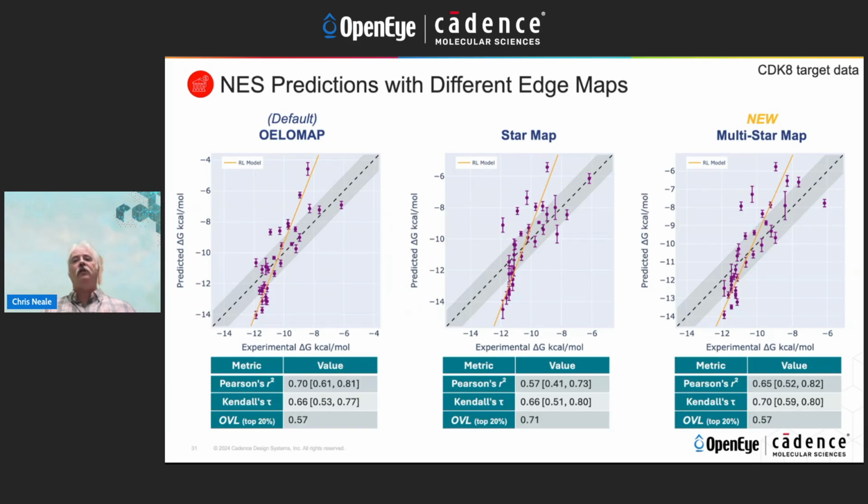Again, these are separate runs for the CDK8 protein target. On the left is the correlation between experiment and NES predictions using OE LOMAP. In the middle is the star map that has fewer edges, and on the right is the multi-star map, which is potentially more robust than the star map while having fewer edges than OE LOMAP. And Pearson's R-squared, Kendall's tau, overlap coefficient, they're all fairly similar among these, but it's absolutely something that has to be assessed on a target and ligand chemistry dependent basis.